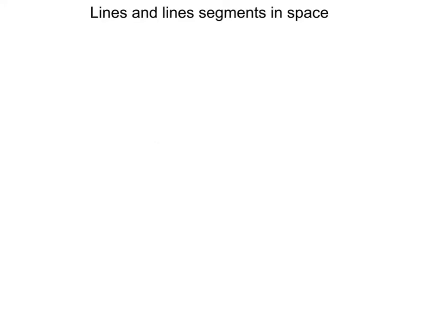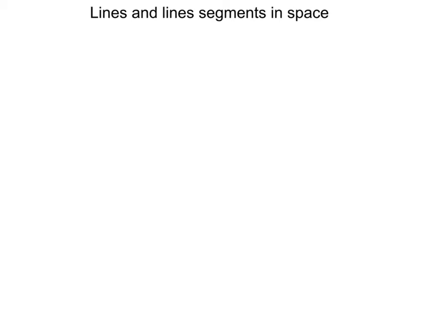In this lesson, we're going to look at lines and planes in space. In the plane, a line is determined by a point and a number giving the slope of the line. In space, a line is determined by a point and a vector giving the direction of the line.